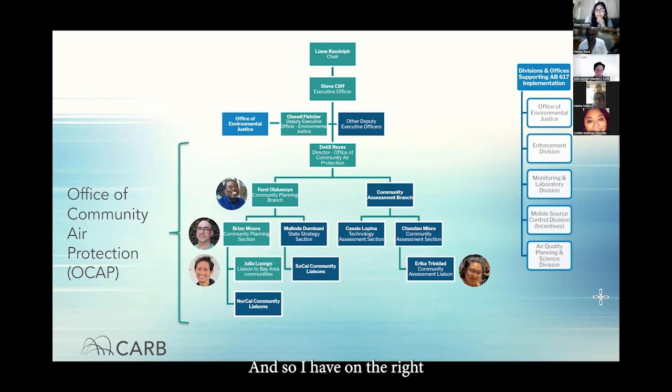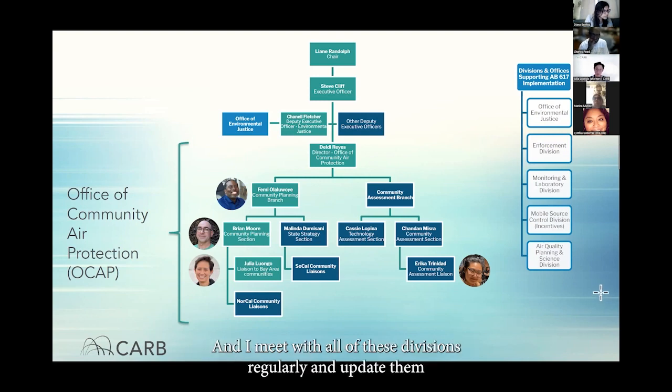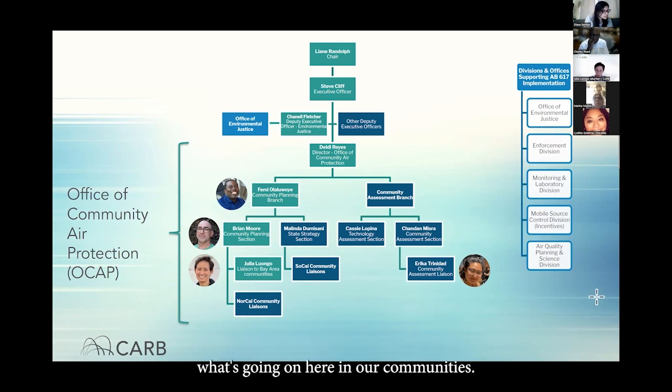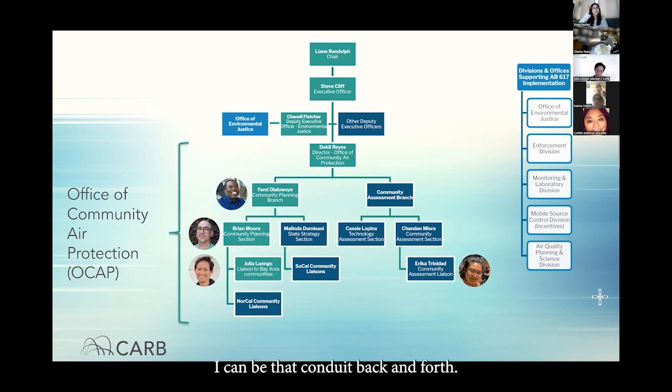On the right-hand side, we have several CARB divisions that support this program. Each of these divisions has a liaison for the AB 617 program, and they're my first point of contact when I need help with questions or requests. I meet with all of these divisions regularly and update them on what's going on in our communities. They also provide me with updates and resources if there's something going on across CARB that they want to bring to you all. I can be that conduit back and forth. That's how we work within CARB.